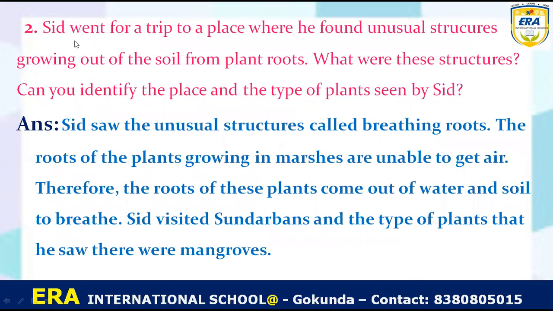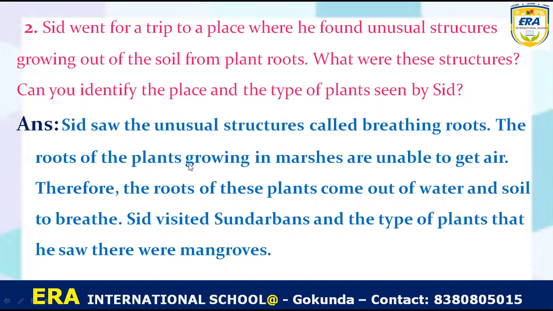Next, Sid went on a trip to a place where he found unusual structures growing out of the soil from the plant roots. What were these structures? Can you identify the place and the type of plant seen by Sid? The answer is that Sid saw the unusual structures called breathing roots.